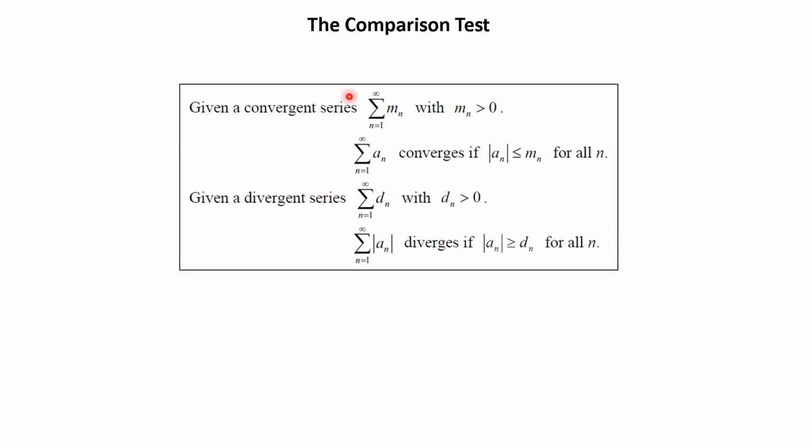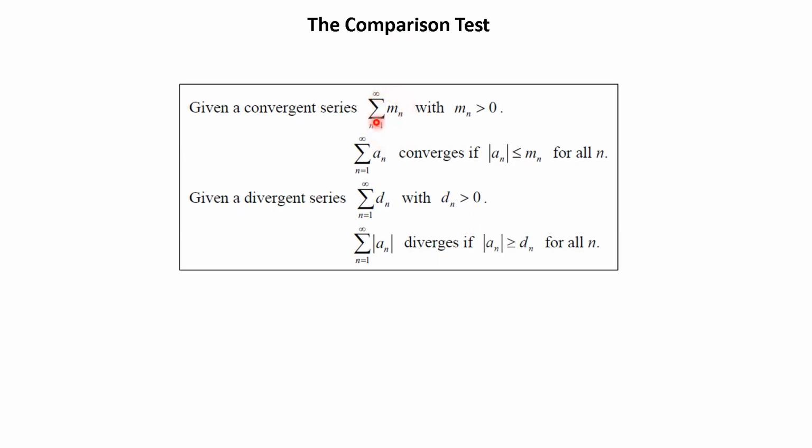So yet another method is known as the comparison test. The comparison test requires you to have two series, in which you already know whether one of the series is convergent or not, and then the other one is the one that you don't know yet and you want to test.